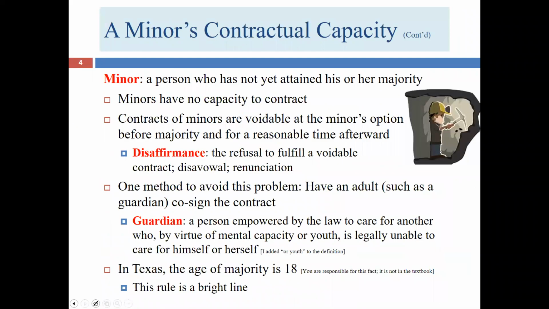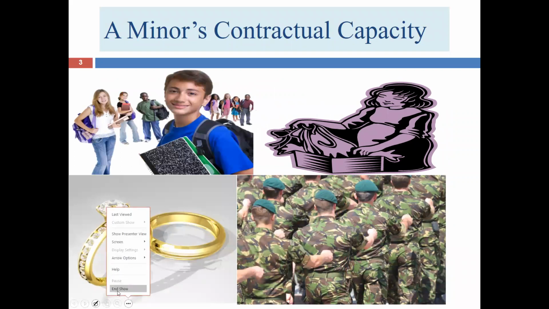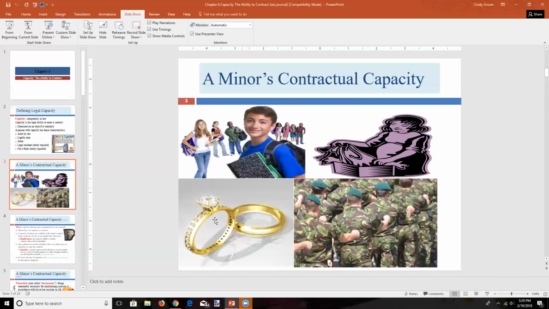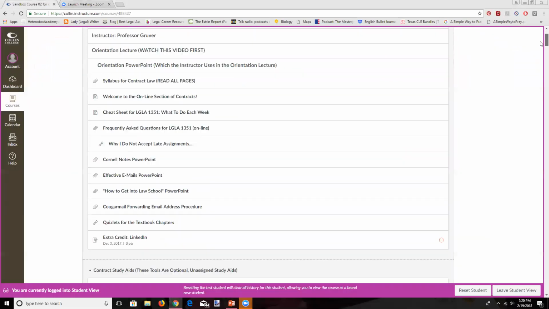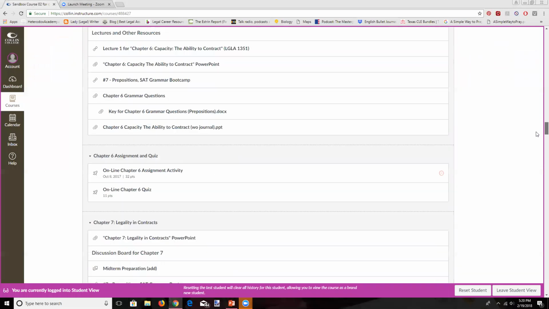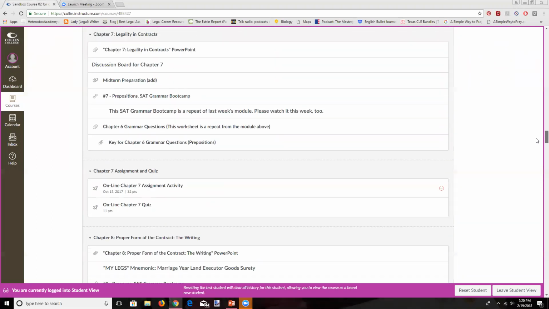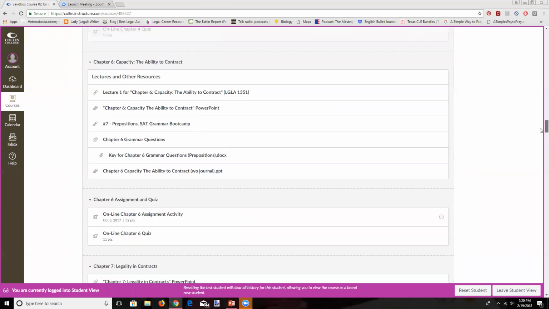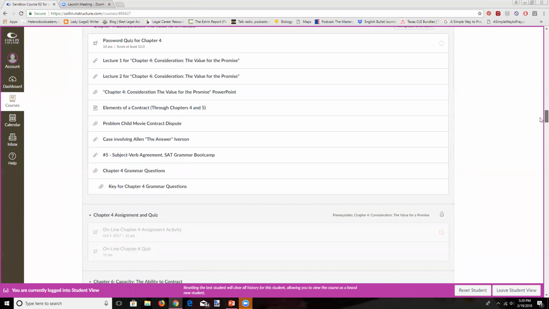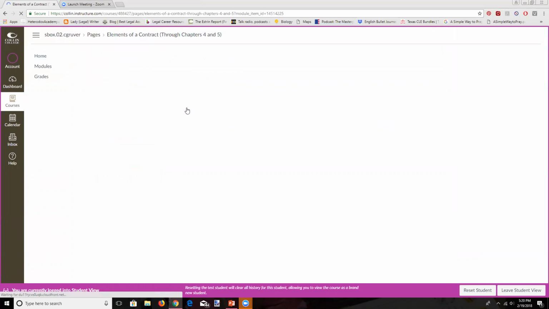Before we actually get too far into this, let me go look for a second at our elements of a contract. Sorry about that. Took me a second to find it. Okay, so just a little refresher to see how this topic fits into the bigger picture.